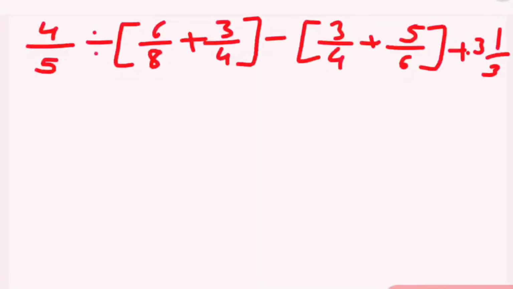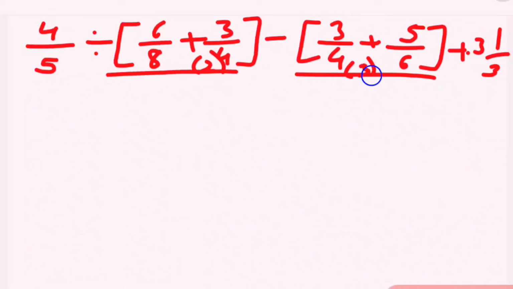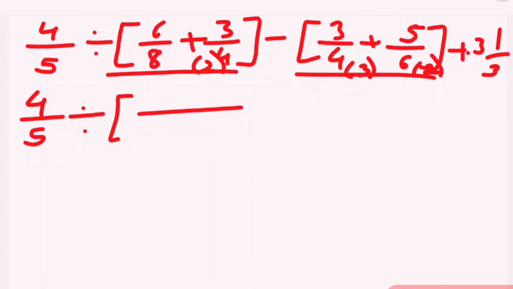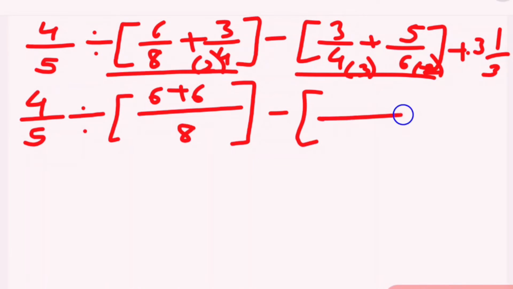Now we solve the right hand side. Our right hand side is this. So here we first solve the bracket. Here the denominators are different, so we make them the same by multiplying here by 2 and here by 3 and here by 2. So 4 by 5 divided by, here the denominator will be 8 and 6 plus 6, and here the denominator will be 12 and here 3 3s are 9 plus 5 2s are 10.